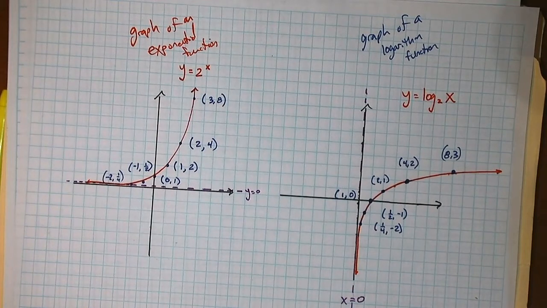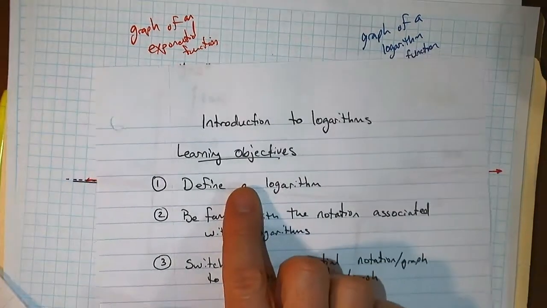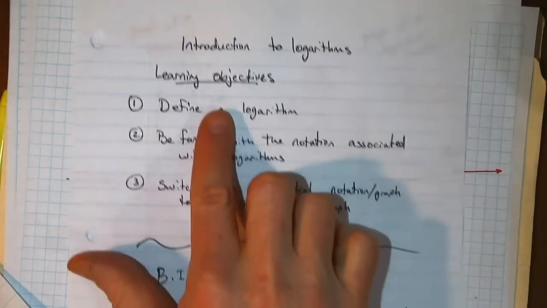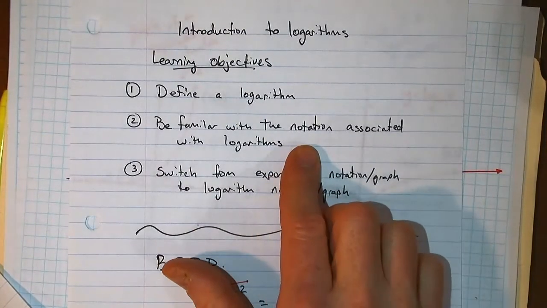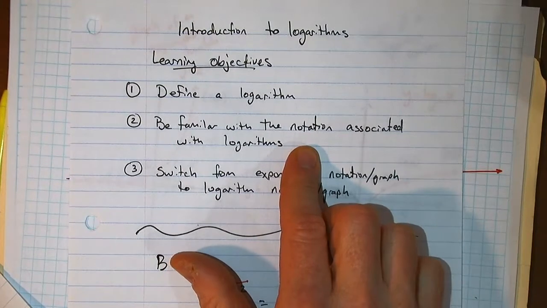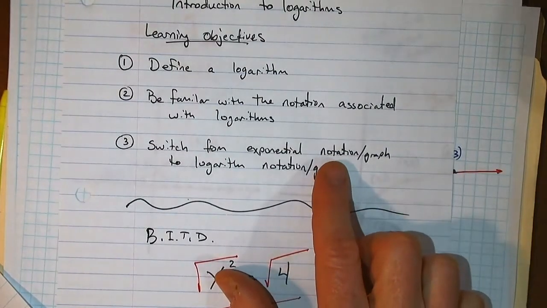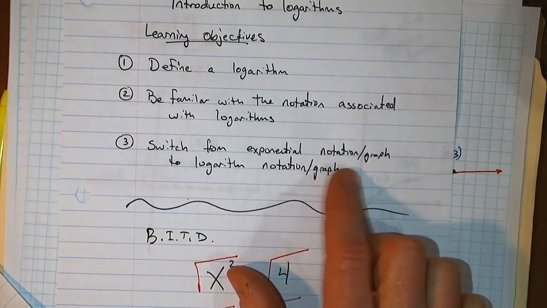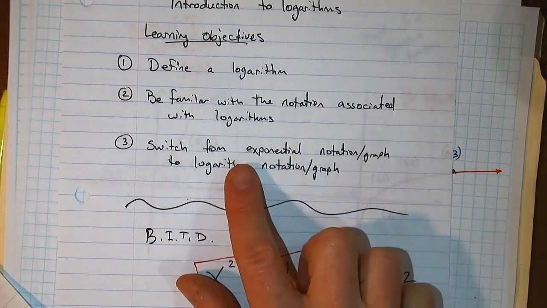So that takes care of it for this video. We have taken care of all of our learning objectives. We handled what the definition of a logarithm is. It's the inverse of an exponential. We handled the notation, how the different bits and pieces switch. And then we talked about how to switch both the notation and the graph, starting with an exponential and turning it into something that's logarithmic.